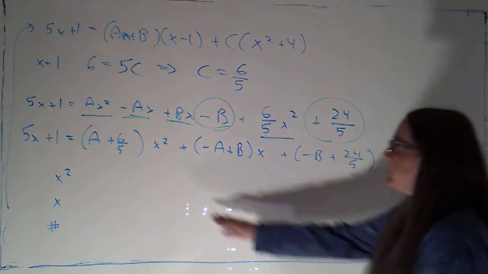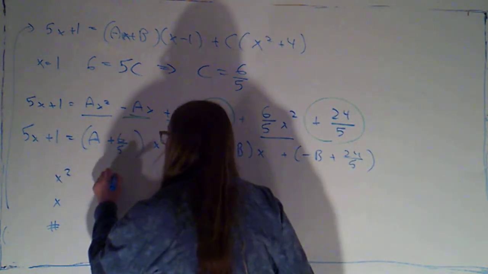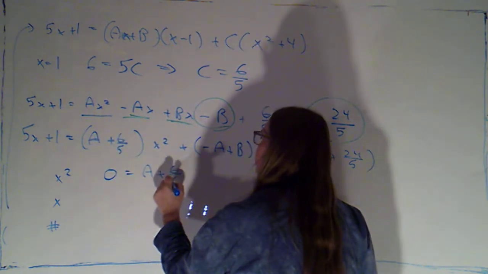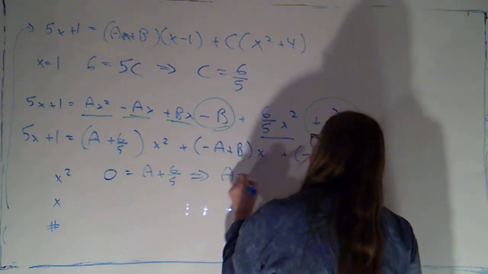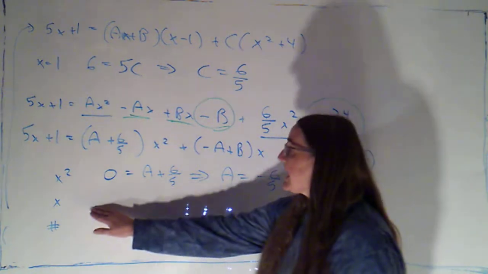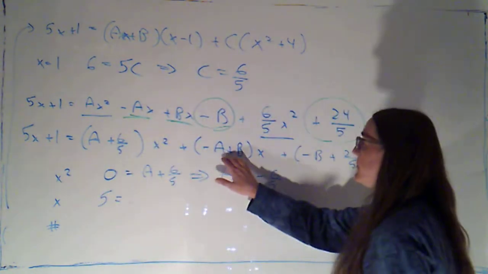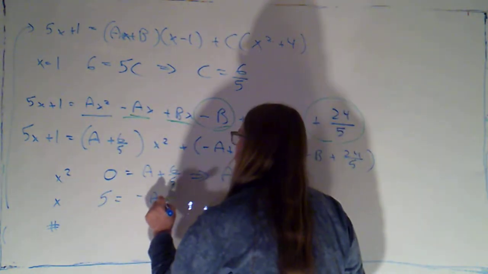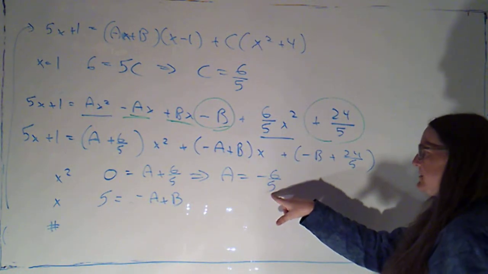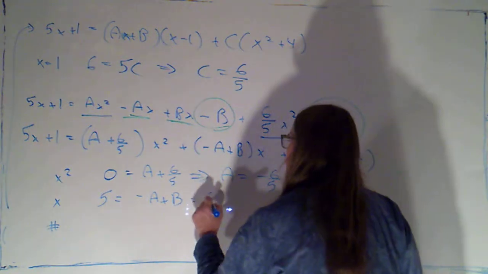Okay, so if we look at the x squareds, on the left, I have none. On the right, I have a plus 6/5. So that's nice. A is negative 6/5. Now if I look at the x's, on the left I have 5 of them. On the right I have negative a plus b. But I just figured out what a was. So a was negative 6/5. The opposite of that is going to be 6/5.